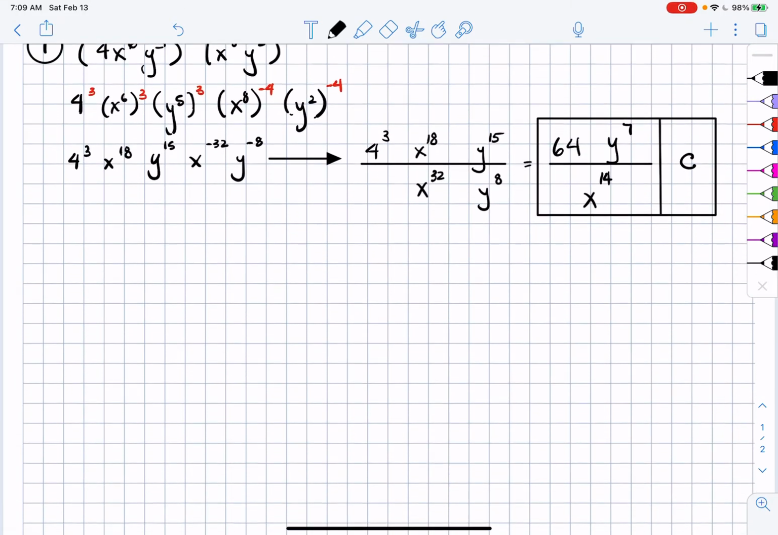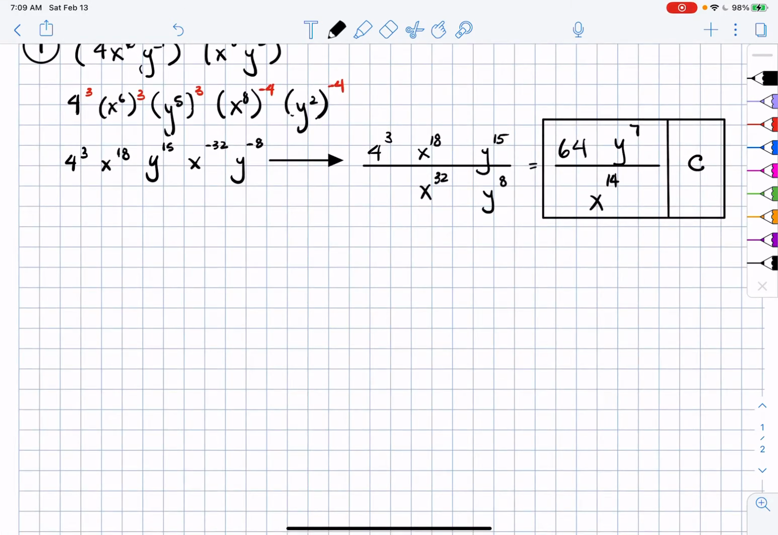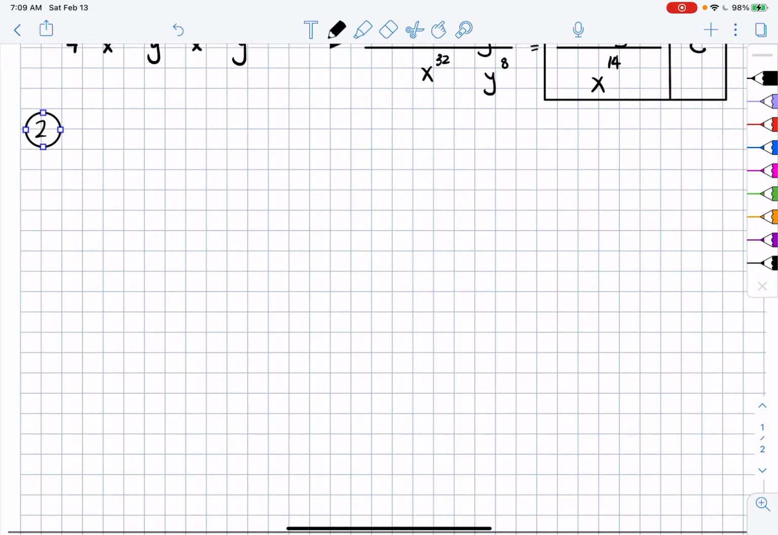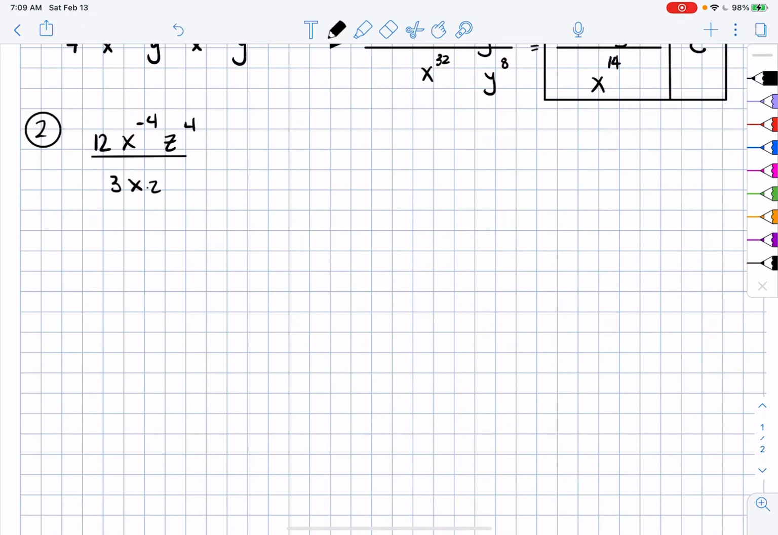Perfect. All right, let's get to number 2. Number 2, same idea. I have 12x to the negative 4, z to the positive 4, all over 3x z to the negative 4, all being raised to the negative 2 power.